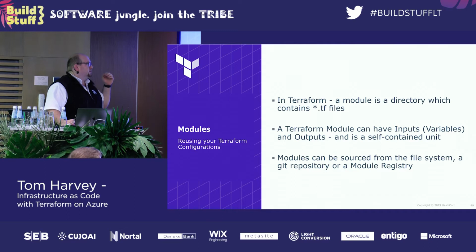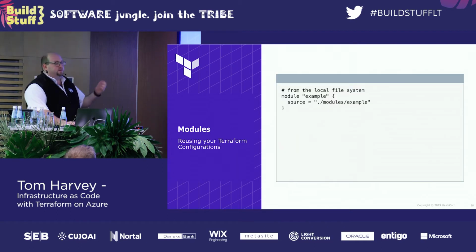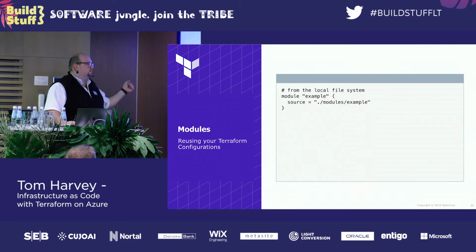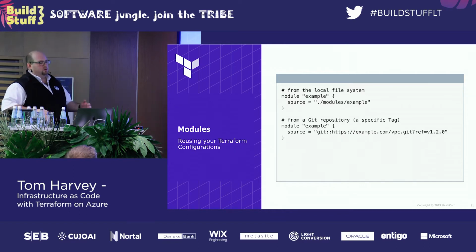And a module can have inputs and outputs, although they're both optional. And it can be sourced from different locations. So for example, if I have them on the local file system, I can say from this directory, look in modules example and use that as a module. Or in another Git repo.